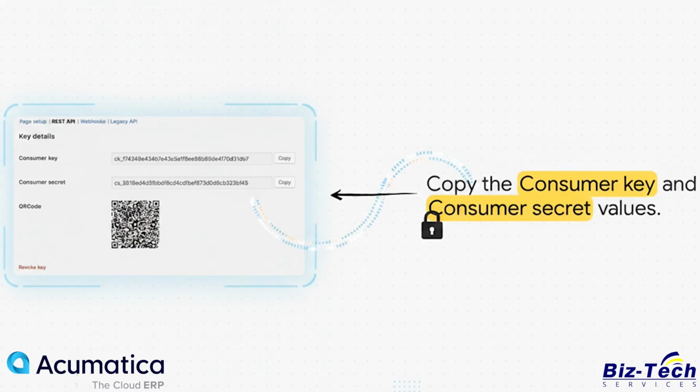Once you hit Generate, WooCommerce spits out two very important pieces of text, your consumer key and your consumer secret. Copy both of these down immediately.